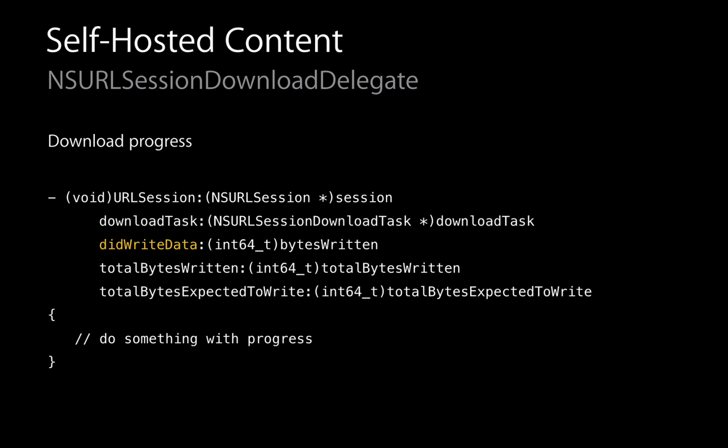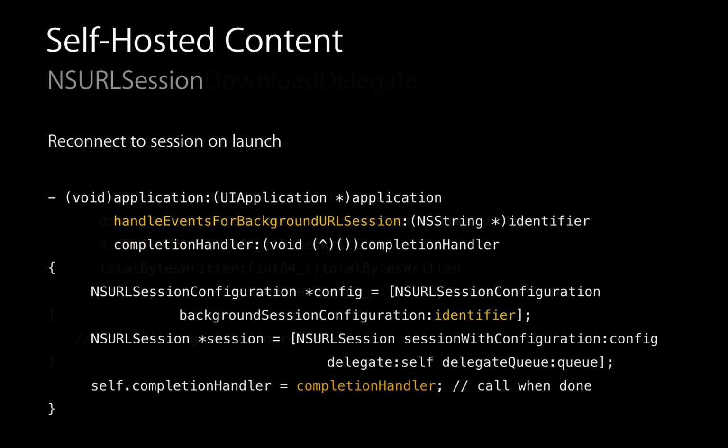But because these can continue to happen while your app's not running, when your app launches, you need to reconnect to any sessions that might be in progress or might have finished while your app wasn't running. And this is how you do that. In your application delegate, you should implement application handle events for background URL session. That will get called on launch, so you can reestablish that session configuration, get the session itself, set your delegate again, and then get those same progress updates about how the download is going.